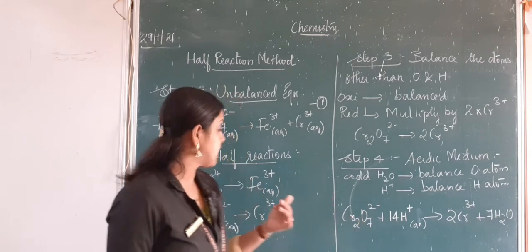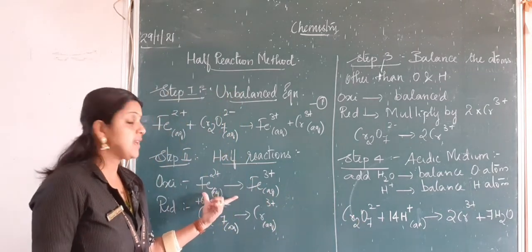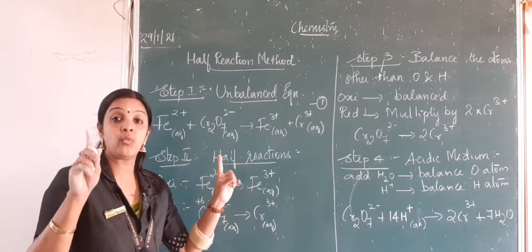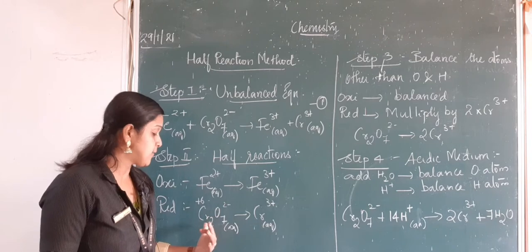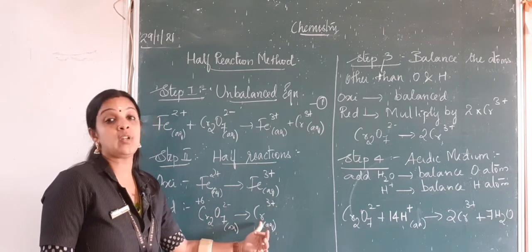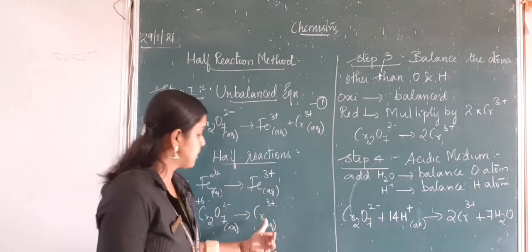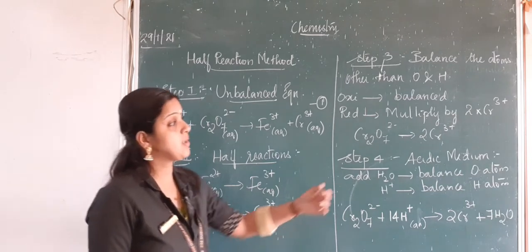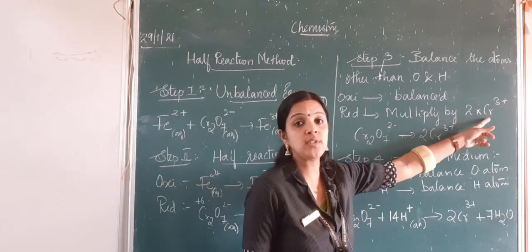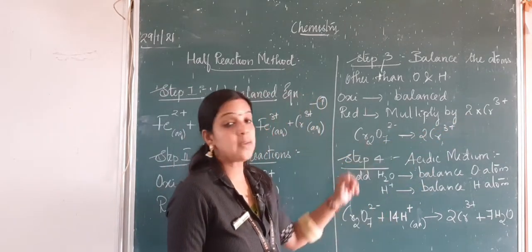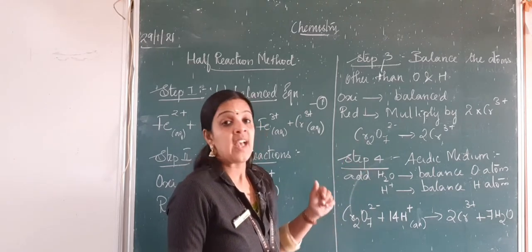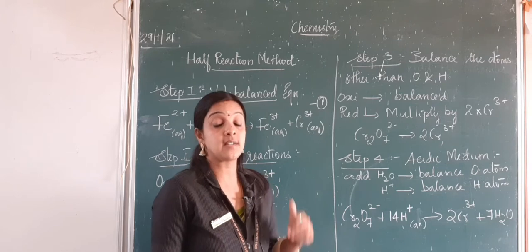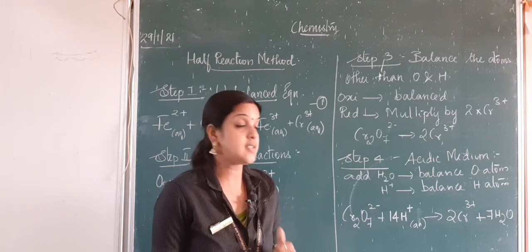Other than oxygen and hydrogen, if I see here in oxidation, both are having only one Fe, that is iron ions. Here I have 2 chromium, but in this only 1 chromium is there. So I multiply this reduction reaction by 2, so 2 into Cr3+. Once I multiply, this will be my reduction reaction. It is clearly mentioned that the reaction takes place in the acidic medium.